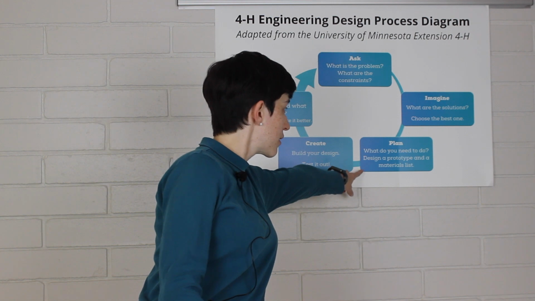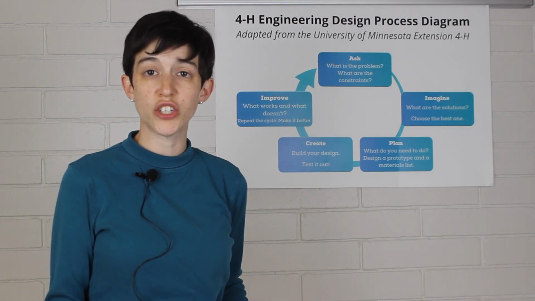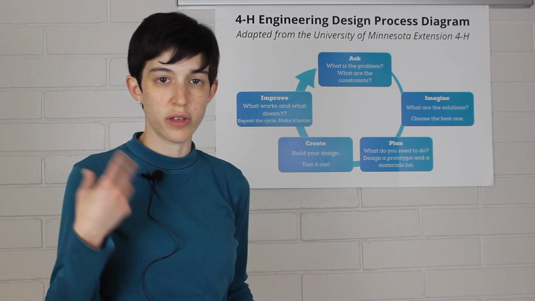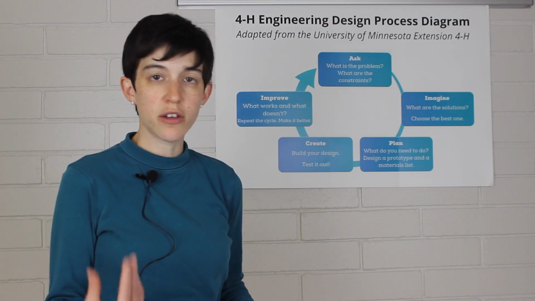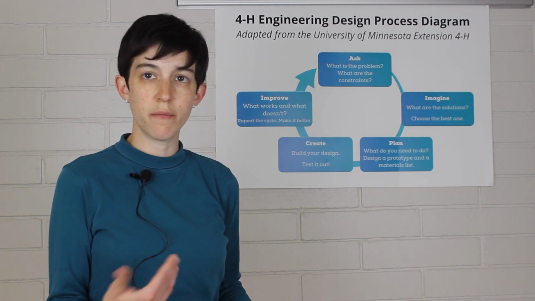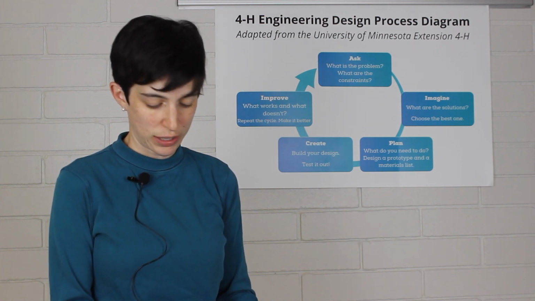The third step is to plan. Think about this as developing a blueprint or sketching out ideas with the team through the imagination stage. In addition to sketching out ideas, it might be good for one of the youth team members to inventory what supplies and resources are available to them during the competition.